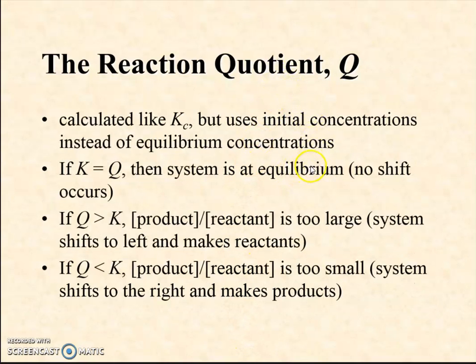If K happens to equal Q, then we're at equilibrium. There's no shift. Nothing will happen to our system. If Q is larger than K, that implies we have an overabundance of products and our system will make reactants. If Q is smaller than K, we have an overabundance of reactants. We can expect our system to make products.